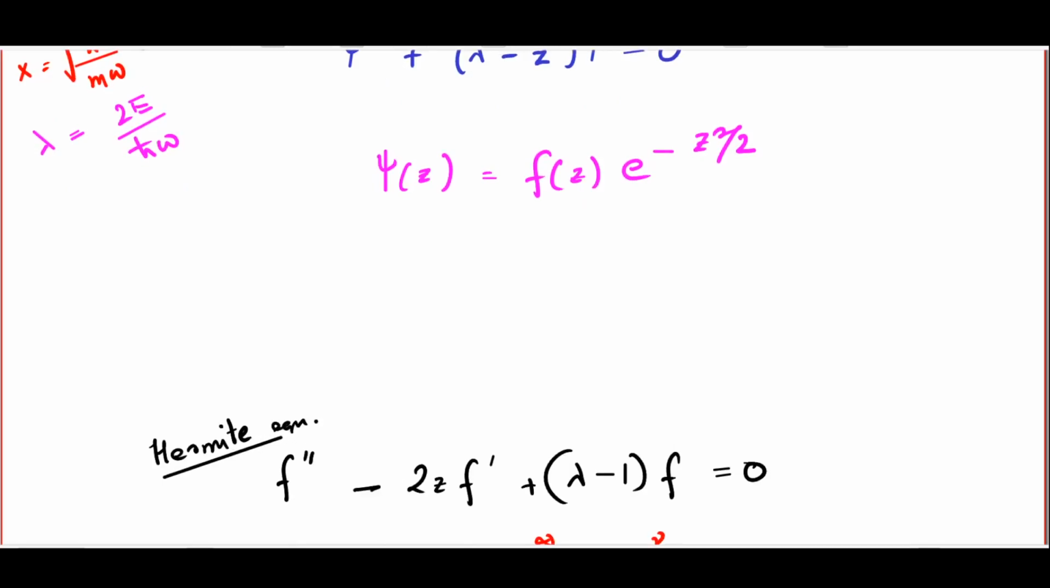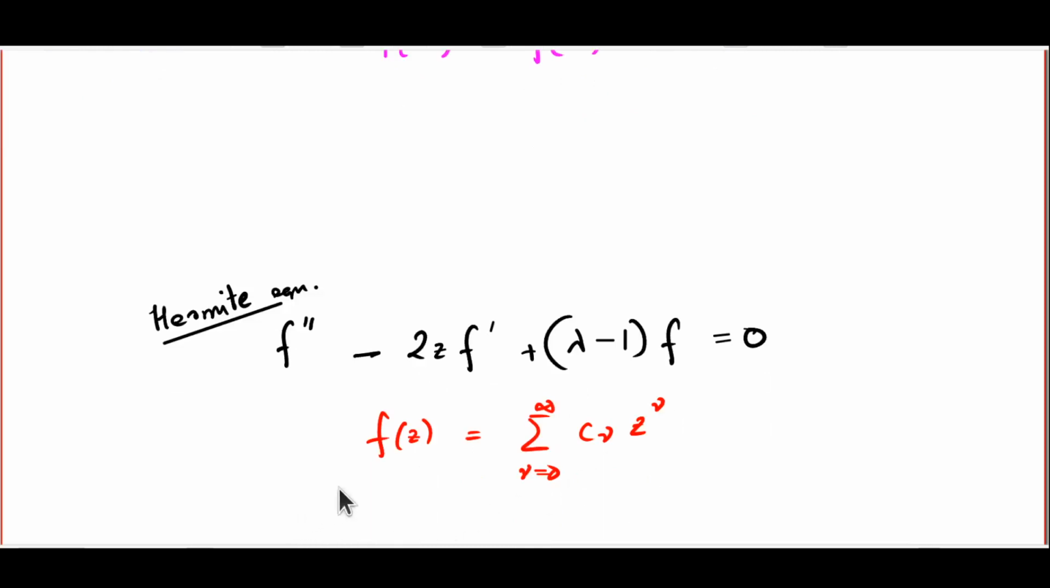This equation turned out to be the Hermite equation, f double prime minus 2z f prime plus lambda minus 1 times f equals 0. We solve this using the power series method. After all, z equal to 0 is a perfectly nice regular point for this equation, so a standard power series centered at z equal to 0 will work.